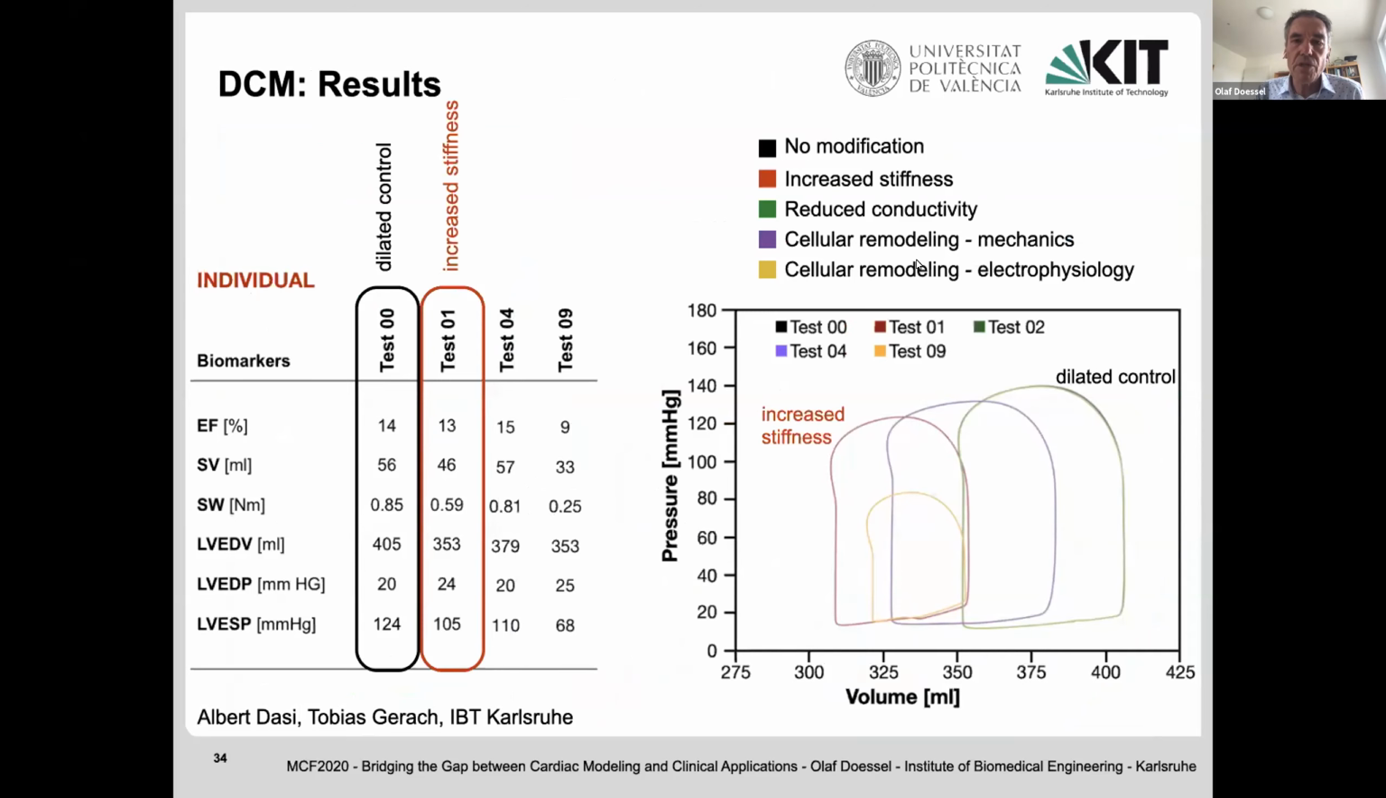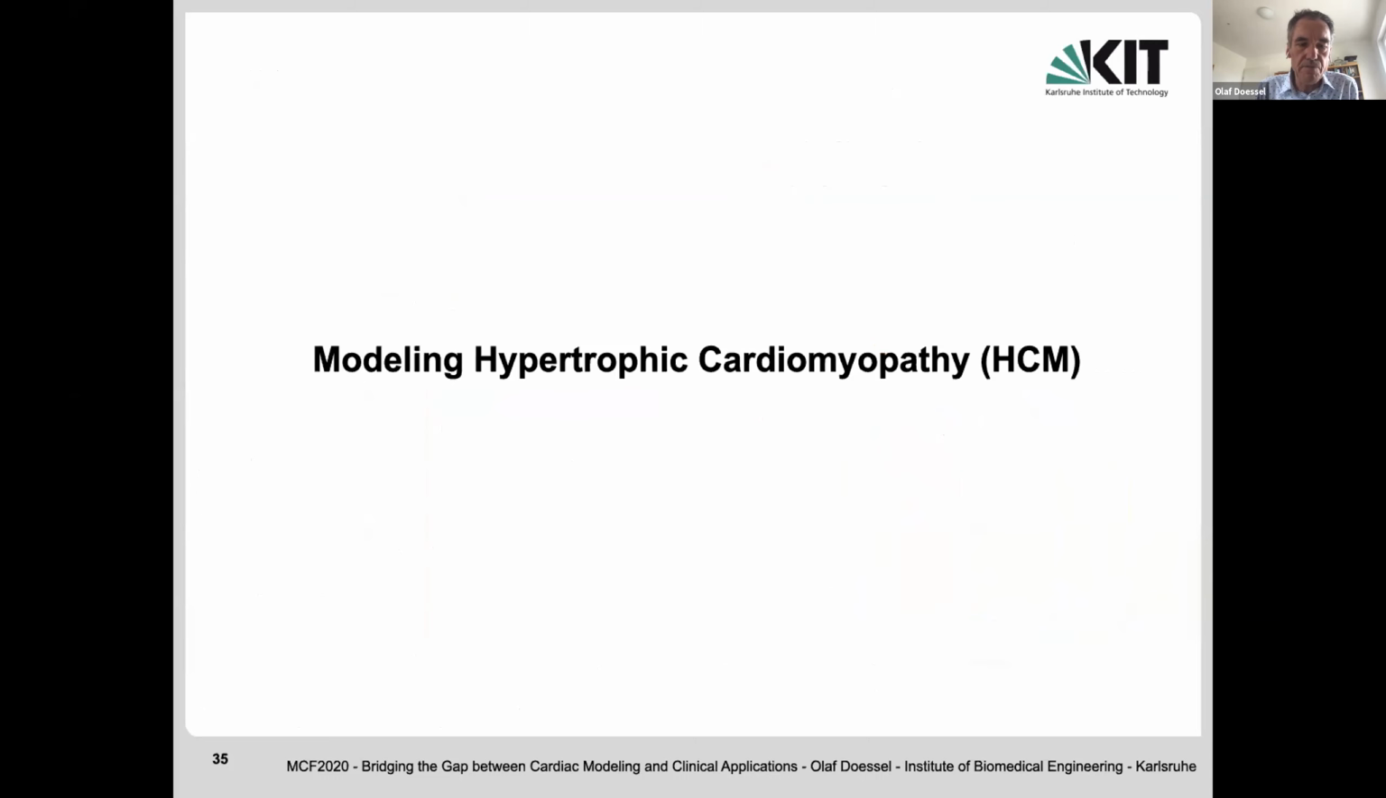And this is something interesting. It improves the comprehension and understanding, and it might also lead to a better diagnosis, because it might be possible to see whether basically the passive properties are changed, or whether more the contractility and the tension development is changed. And so we see here how, in the dilated control case, the pressure volume loop is changing if you increase just the stiffness or just other parts. And this, we think, is very interesting.